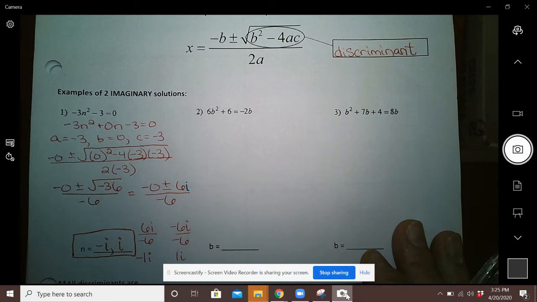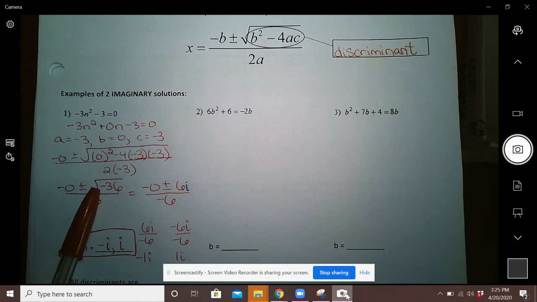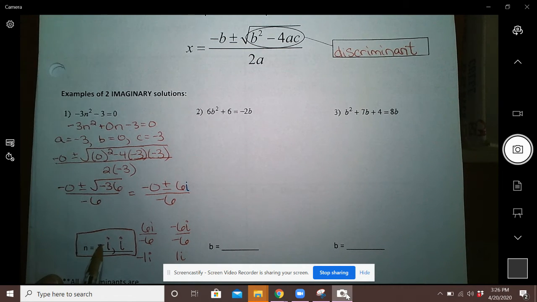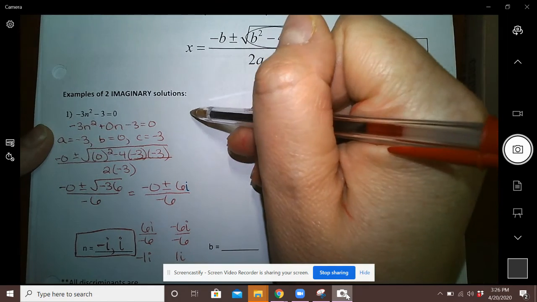Pretty cool. You guys, had this turned out to be a +36, we would have been right back to where we were when we very first started the quadratic formula. We would have 2 real rational roots, but now we have 2 imaginary roots because the discriminant came out negative. All right, let's see a second example.